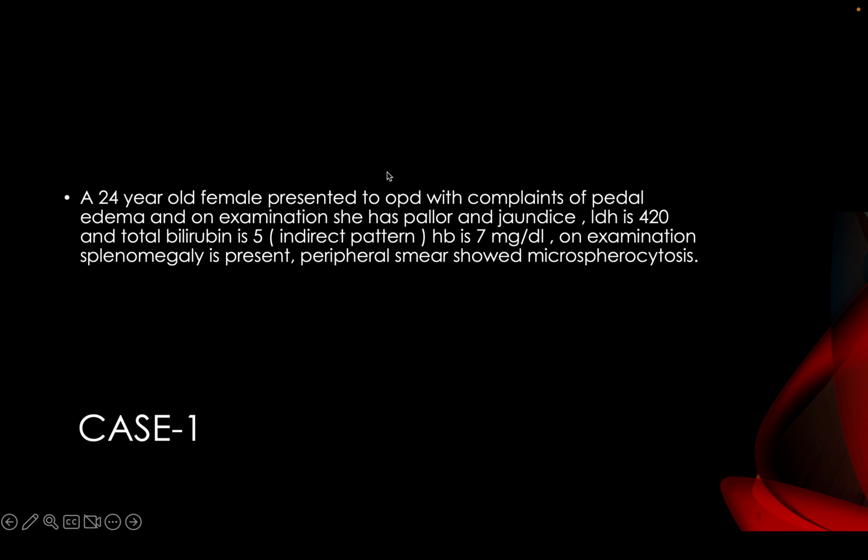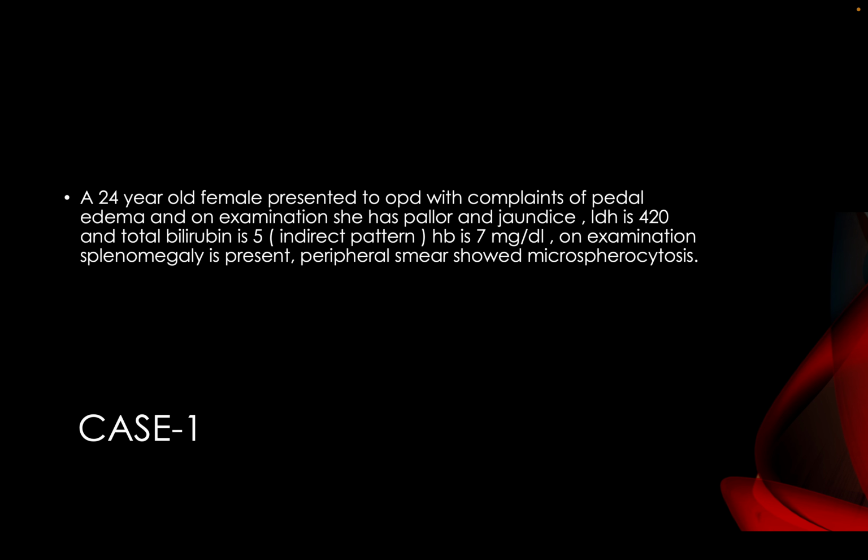The peripheral smear showed microspherocytosis. Especially in warm autoimmune, the classical thing you find in the peripheral smear is microspherocytosis and increased reticulocyte count. So that is one more thing found in warm autoimmune. Microspherocytosis is the classical picture on the peripheral smear. So all these patterns, the splenomegaly, bilirubin elevation, jaundice, and also microspherocytosis, are suggestive of warm autoimmune hemolytic anemia. So this might be a case of warm autoimmune hemolytic anemia.